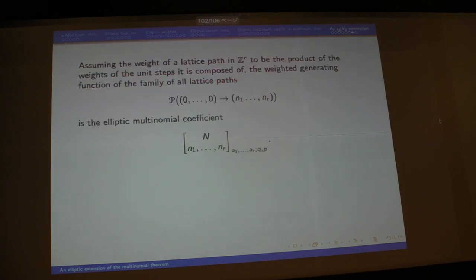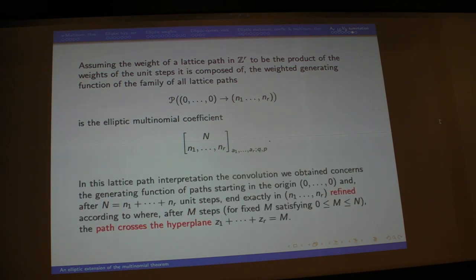Yeah. And the nice thing is, if we go to a particular point, let's say we start in 0, 0 and go to the point n1 up to nr, the generating function of the steps with respect to this assignment factorizes completely to the elliptic multinomial coefficient. There's this interpretation. And of course, the refinement is similar.